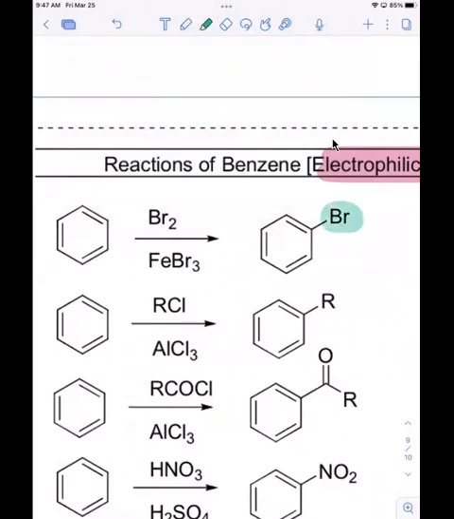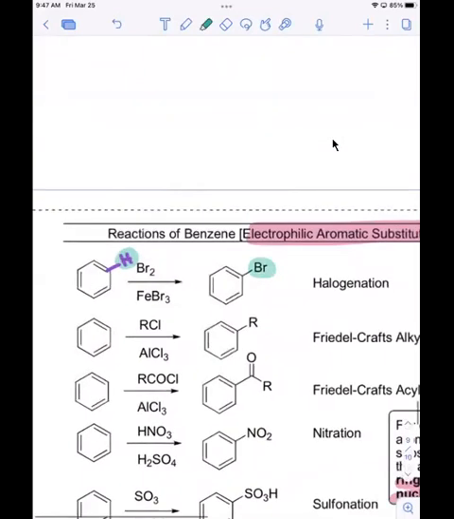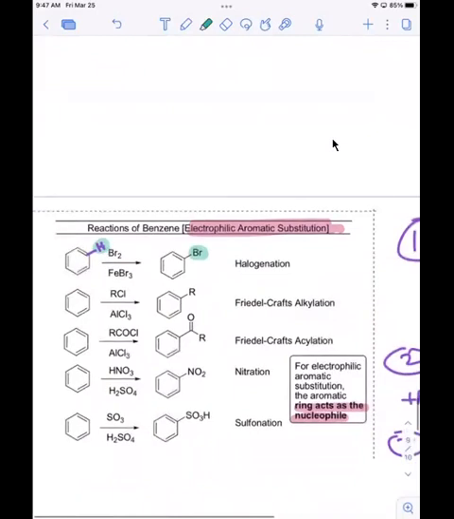here. What I substituted was one of the hydrogens. Right, so that's the substitution part. So electrophilic, meaning that I'm adding an electrophile. Aromatic, I'm adding it to an aromatic system. And then substitution, which means I'm substituting one of the hydrogens on the ring with bromine.